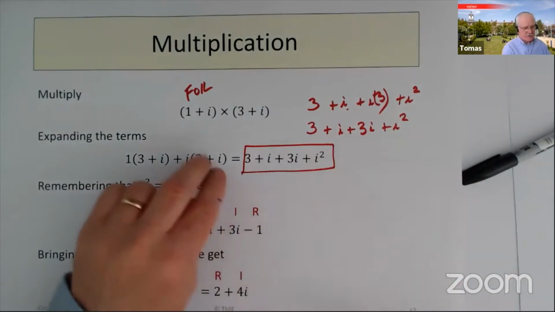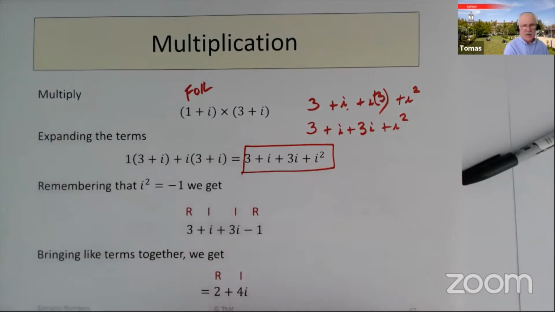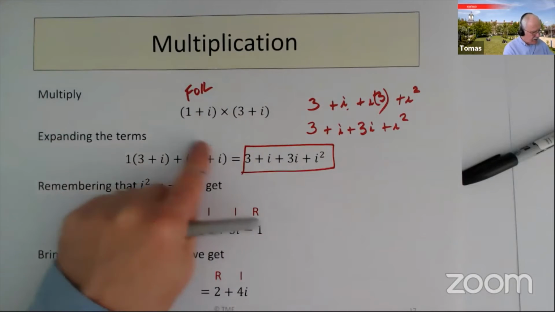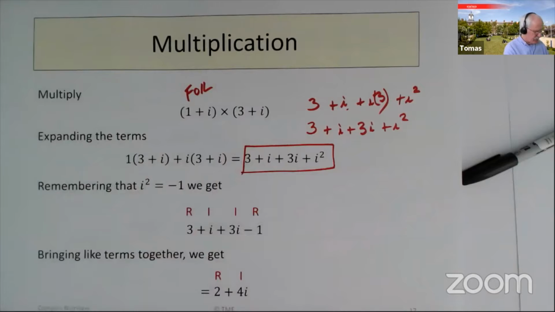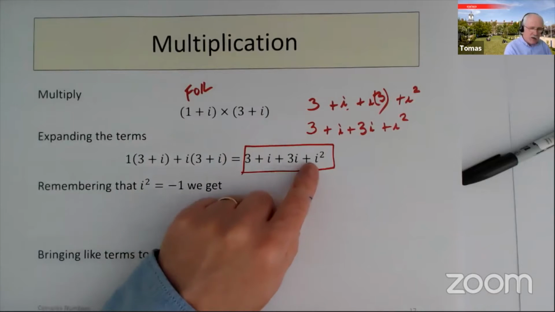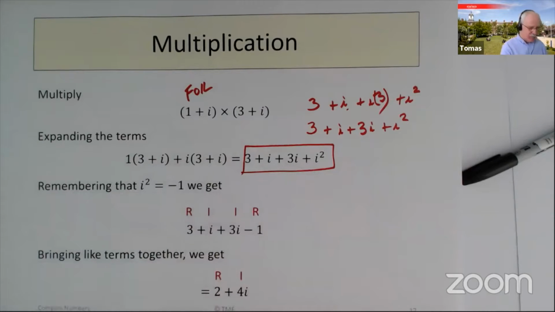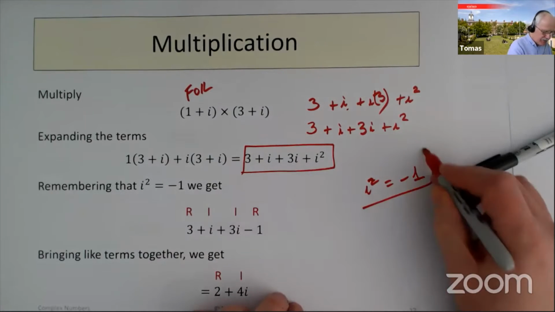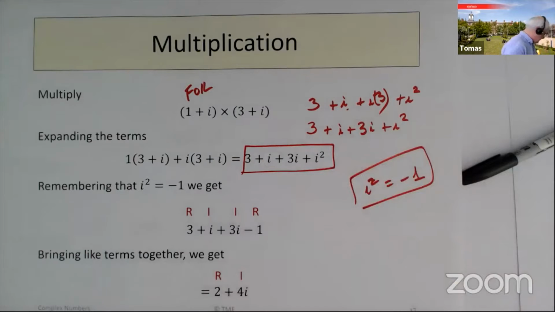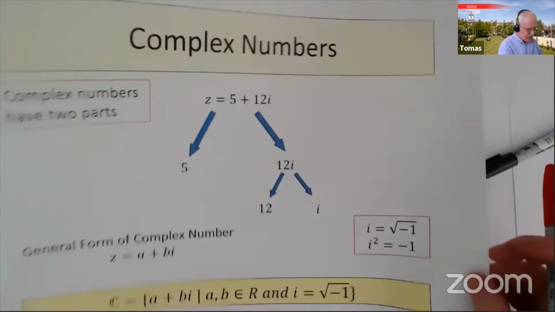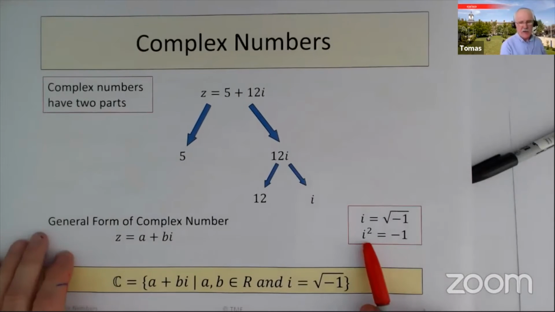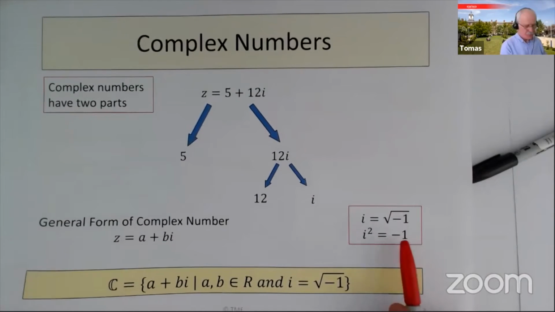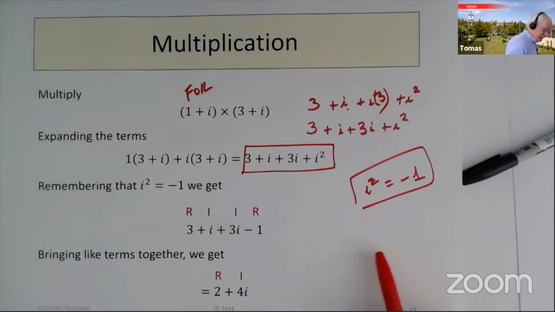So that's how that works. 3 plus i plus 3i plus i squared. So it's 1 times that and i times that. So that's the way it all works. Now, however, i squared, if we go back to the very beginning, is defined as minus 1. That was the definition of a complex number, and we had that at the beginning. I think we had it on this page here. We said that i squared was minus 1. So we have to use that here now.